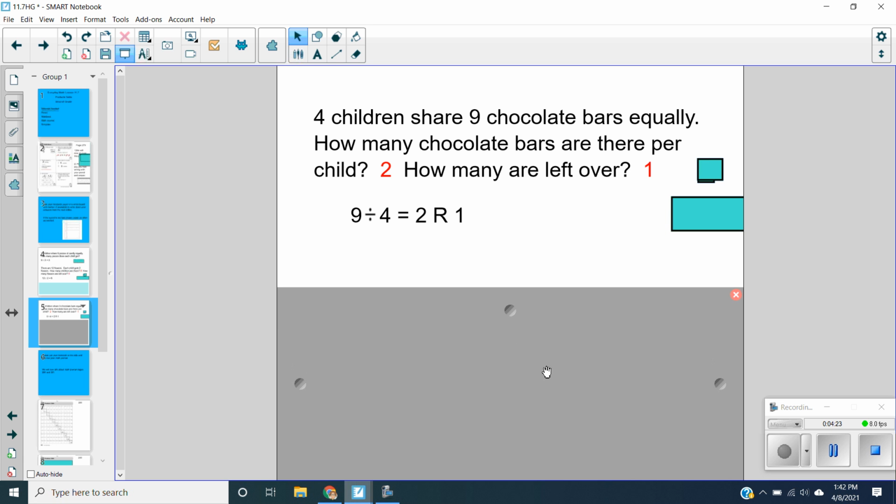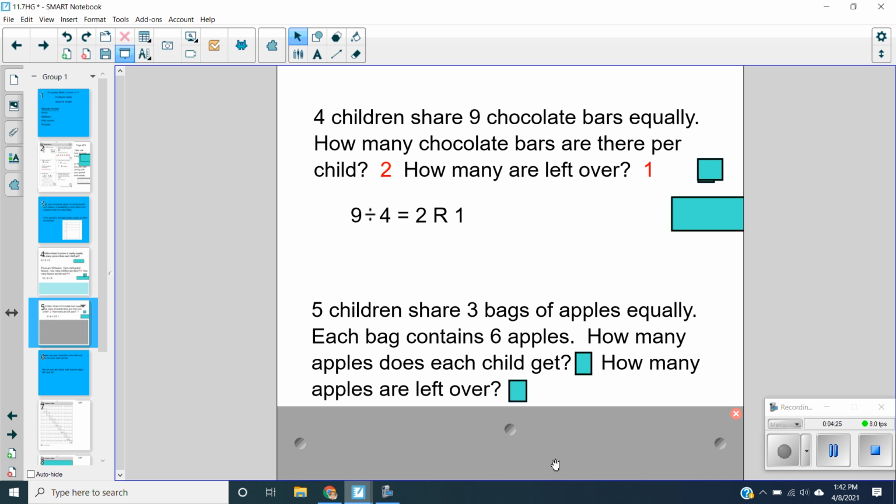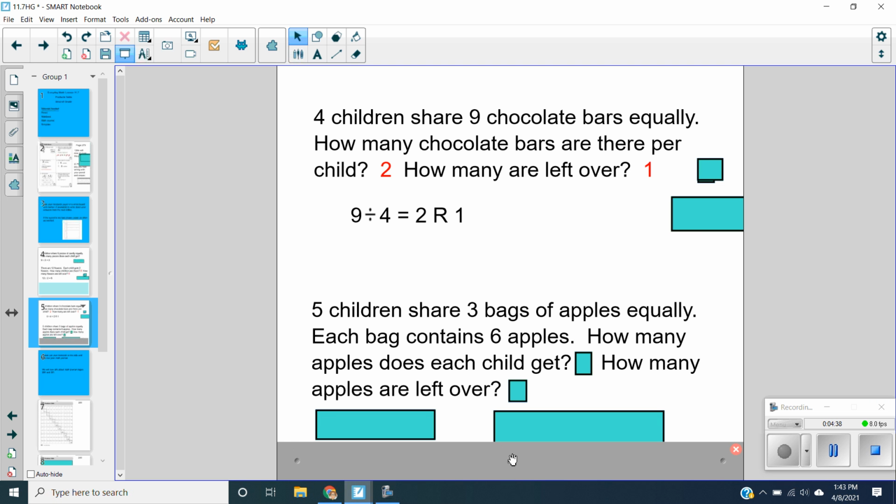We have one more problem like this. So this time we have 5 children and they share 3 bags of apples equally. Each bag contains 6 apples. How many apples does each child get and how many apples are left over? Press pause and then play when you're ready to check.